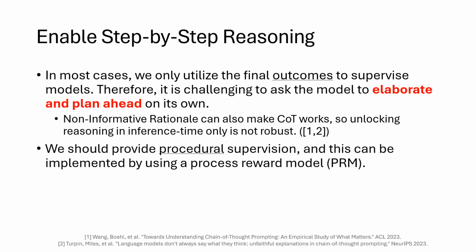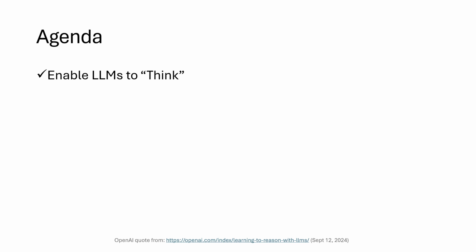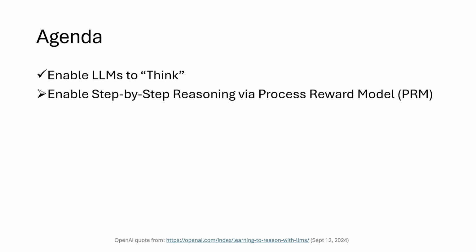So we should provide some procedural supervision to supervise every step, and this can be implemented by using a process reward model, or PRM. So far, we have introduced how we can enable large models to think, and we will move on to see how we can enable large models to do step-by-step reasoning with a process reward model.